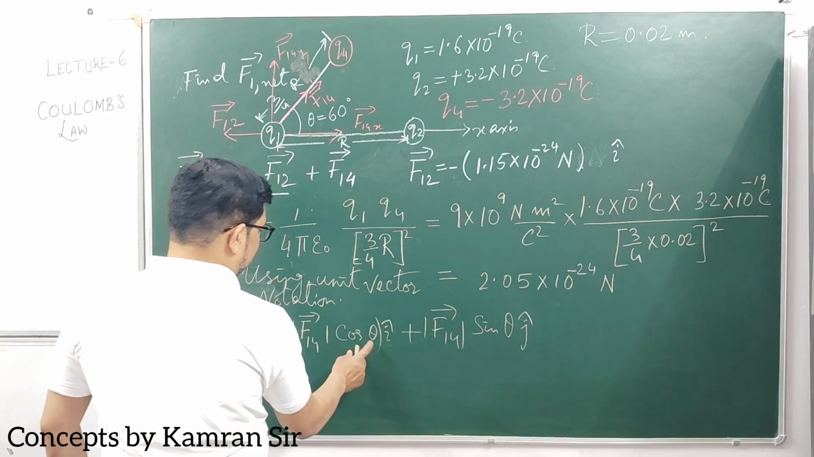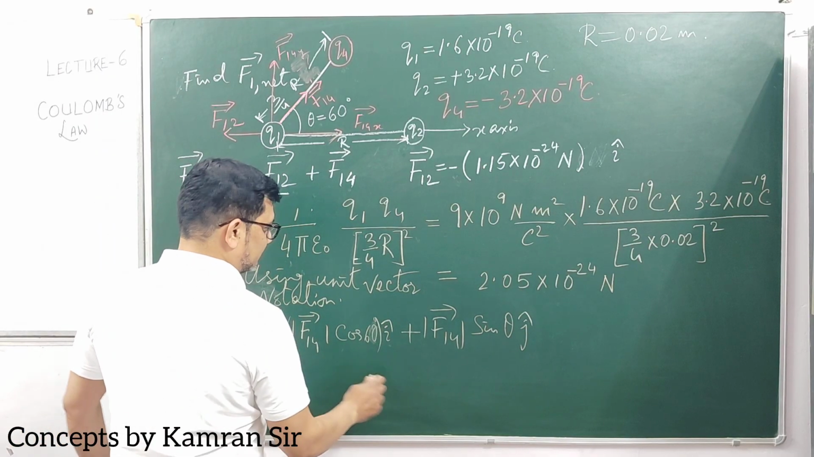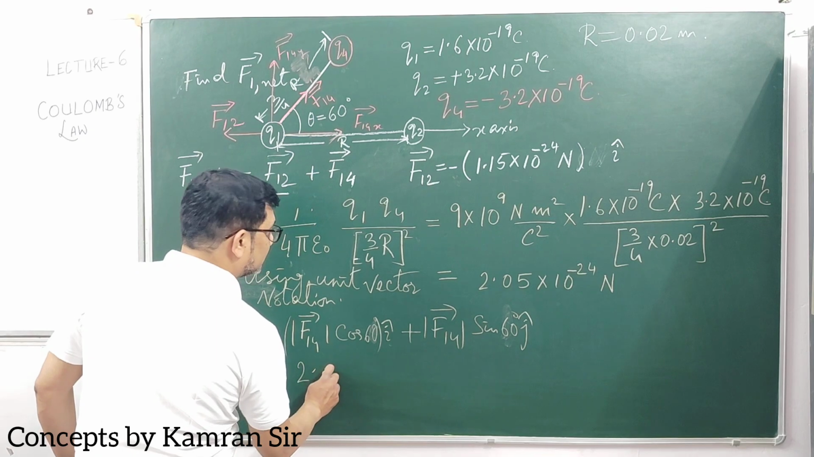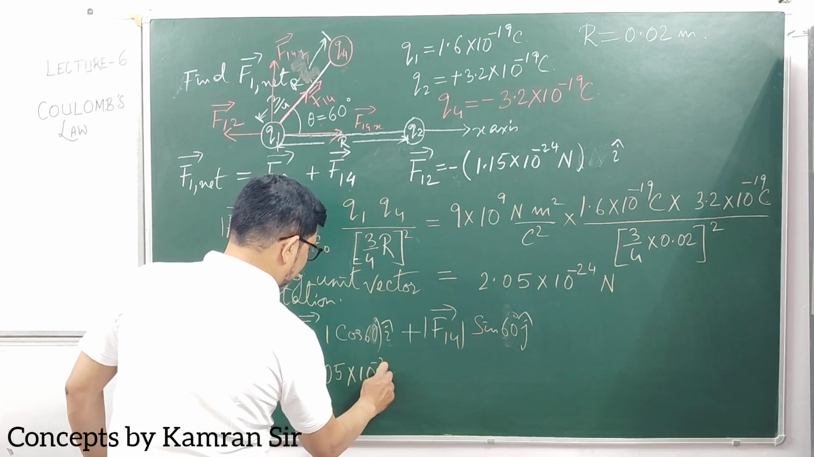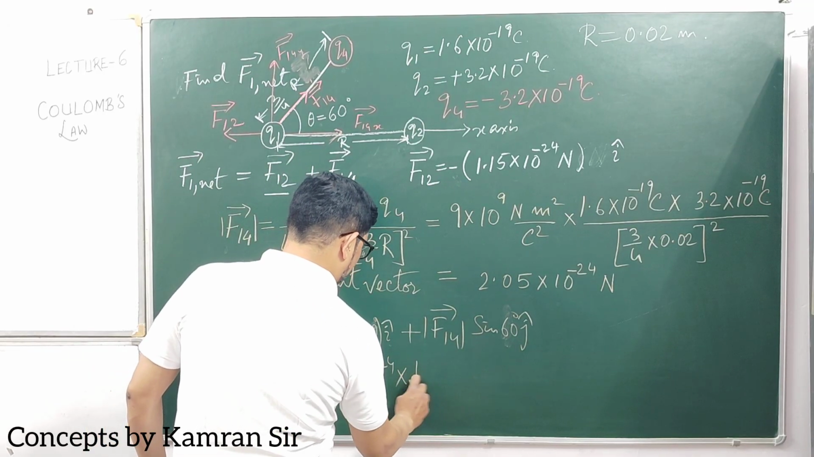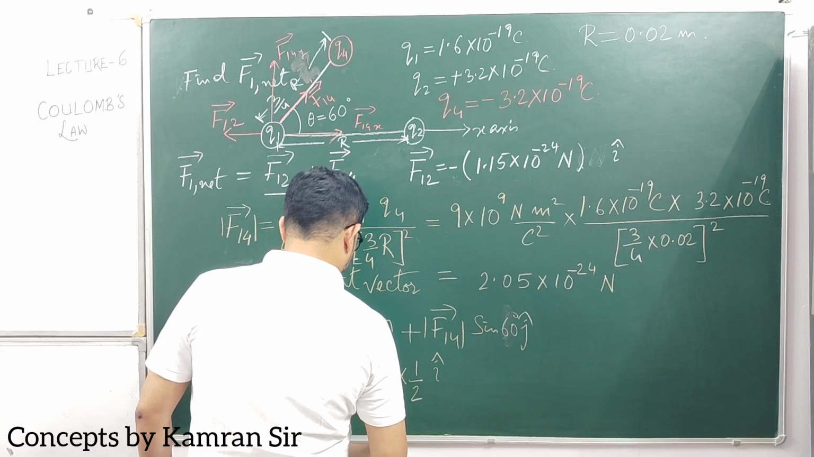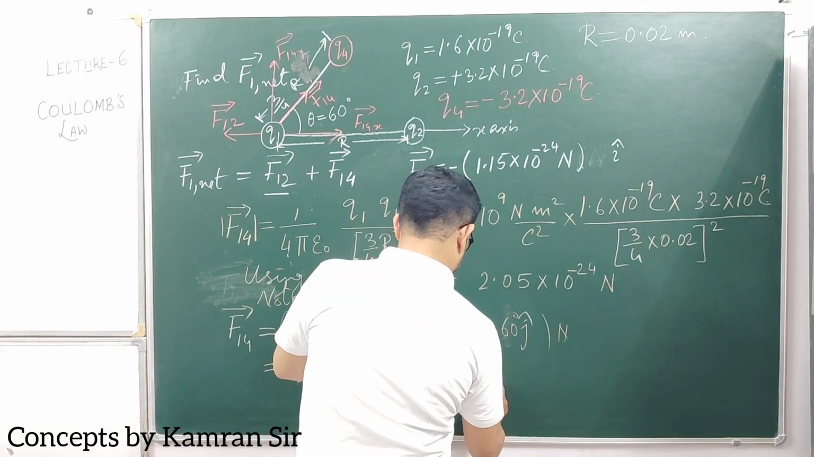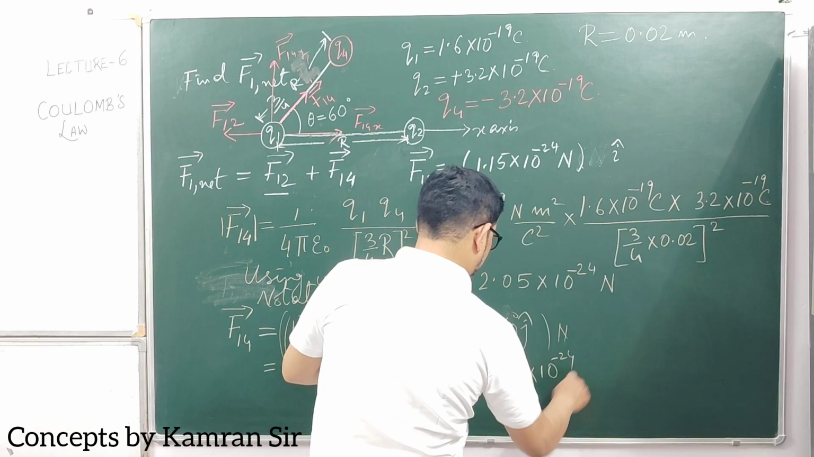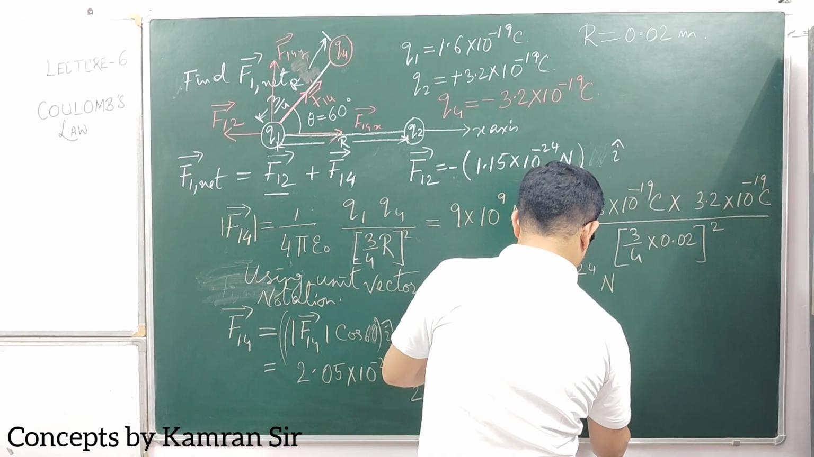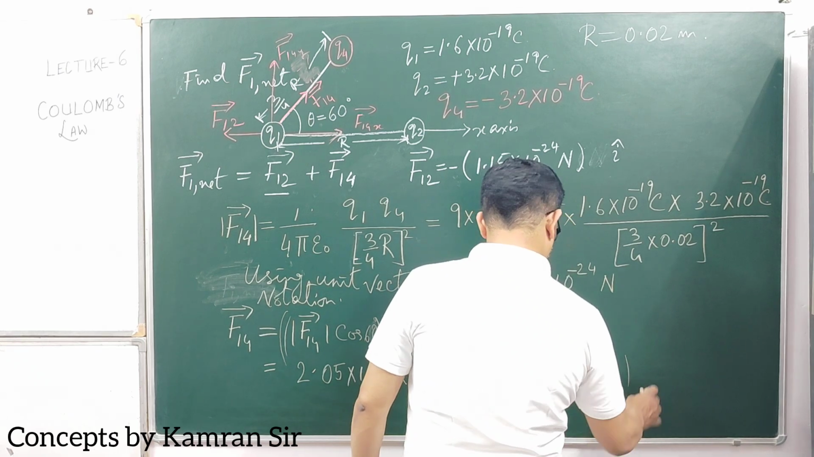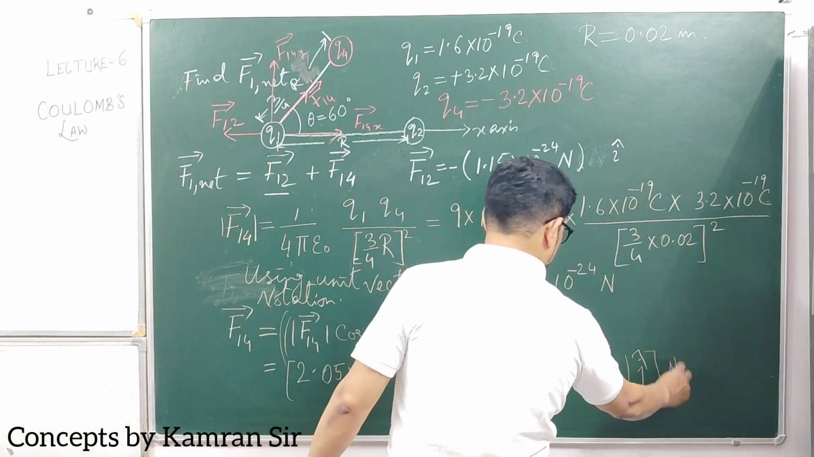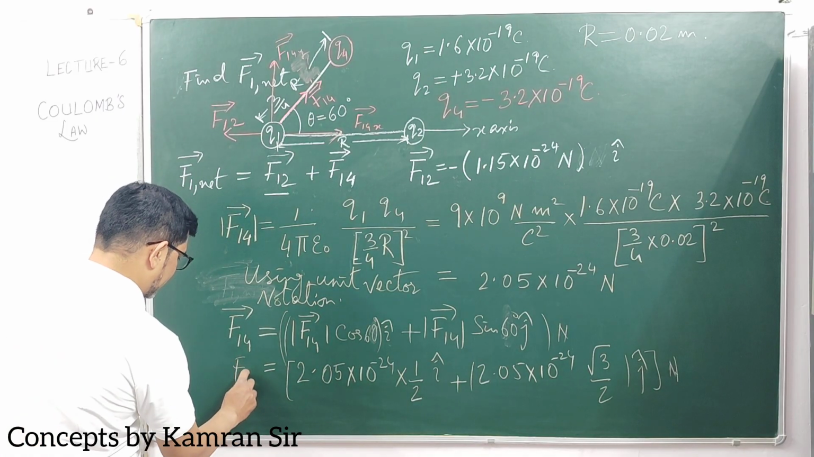Now magnitude we already know, and theta is 60 degrees, so let me replace that value. Theta is equal to 60 degrees. So now put in the value. The magnitude is 2.05 times 10 raised to the power minus 24 times cos 60, which is 1/2, and this is going to be I cap. Whatever comes, certainly it is in Newton, and plus 2.05 times 10 raised to the power minus 24, and sine 60 is √3/2. This is J cap, and this is how we get the values in Newtons. So this is what F14 is.